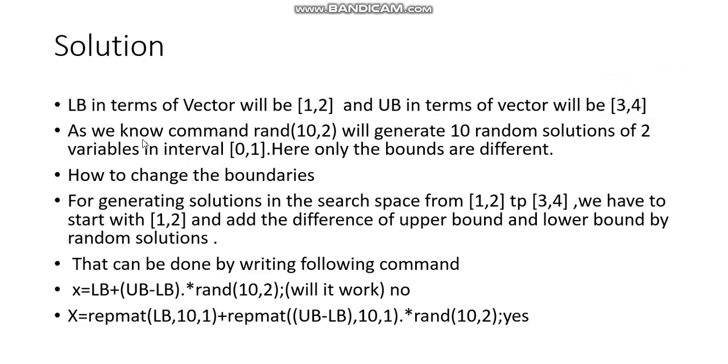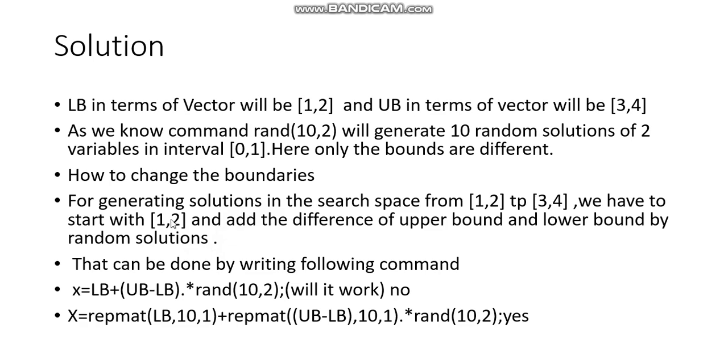Now because each solution will have 2 dimensions and we have to generate 10 solutions, we can use the command rand(10, 2). It will generate 10 solutions, each having 2 variables, but all values will be between 0 and 1. But what do we have to apply when we want to generate solutions? Here the boundaries are different, right? So how do we change the boundaries? The method is similar to the one we used in the previous declaration.